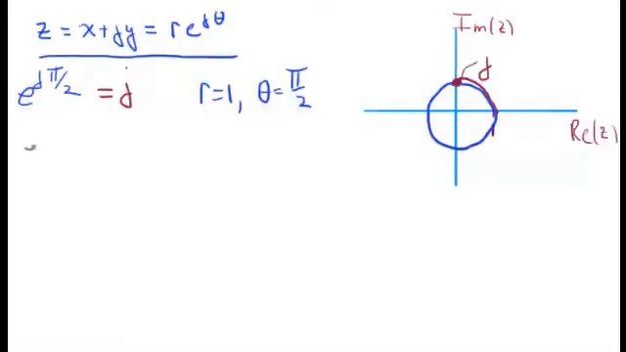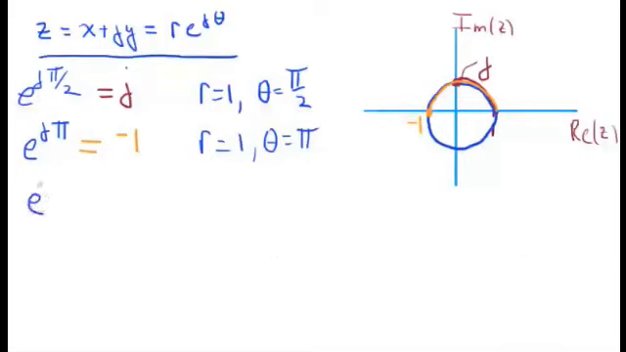Next one, let's do e to the j pi. That has, again, r equals 1. This time, theta equals pi. So in polar coordinates, it says go to the unit circle, start at 1, follow the unit circle around pi radians. That lands us on the negative x-axis, right at minus 1. And so this complex exponential equals minus 1.